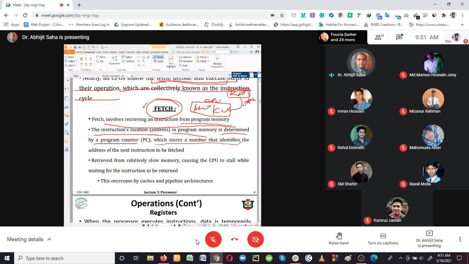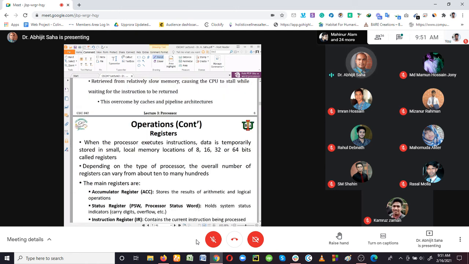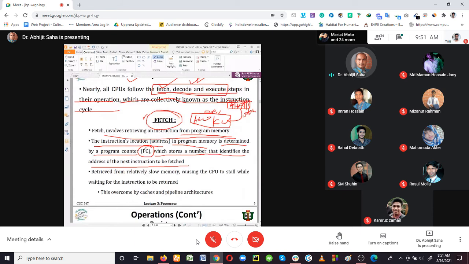Now it says the instruction's location address in program memory is determined by the program counter, which stores a number that identifies the address of the next instruction to be fetched. We have to understand that the instructions are available in the RAM, in different locations. The CPU is not able to fetch them all together. The control unit fetches the instructions one by one. It is talking about a register, the program counter, the PC, which we are going to discuss in detail.